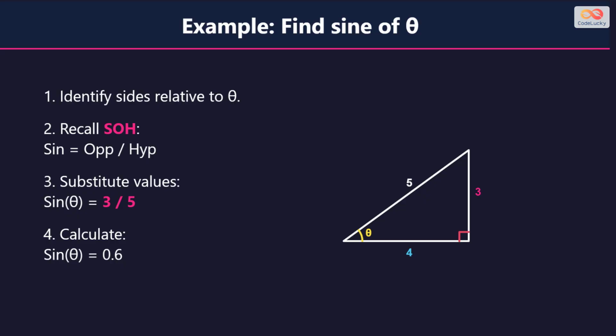Let's try a quick example. Suppose we want to find the sine of angle theta in this triangle. We know the hypotenuse is 5 and the side opposite to theta is 3. Remembering SOH, we know sine is opposite over hypotenuse. So, we divide 3 by 5, giving us 0.6.